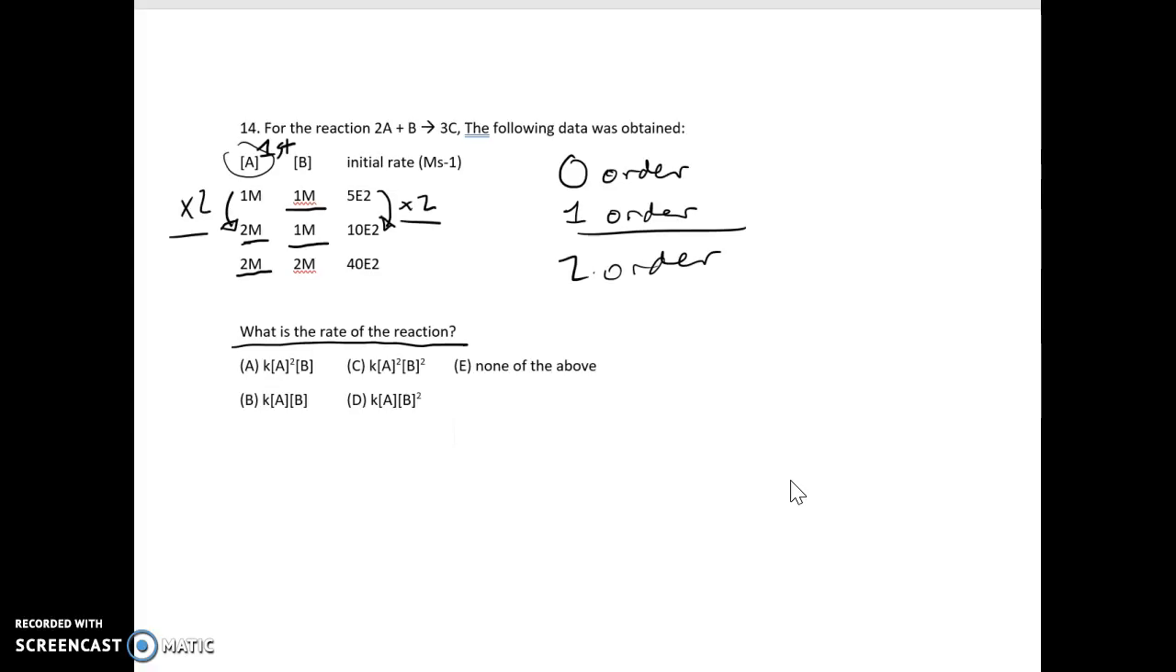Let me change my ink so it'll be easier to see really quick. Sorry about that.